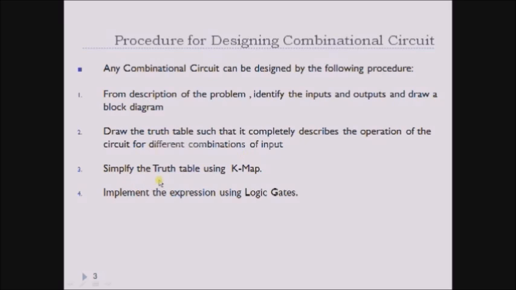Now, simplify the truth table using a K-map. Initially, we have to plot all the minterms of the truth table of the output expression on the K-maps, and then simplify the expression. Finally, implement the expression using logic gates. After getting the final expression, we have to implement that particular expression with the help of logic gates. These are the 4 steps that we have to follow for designing any kind of combinational circuit.